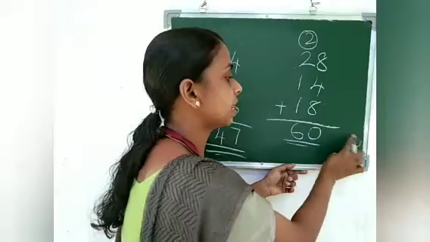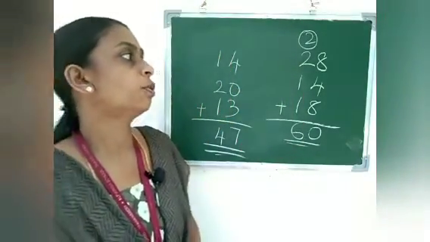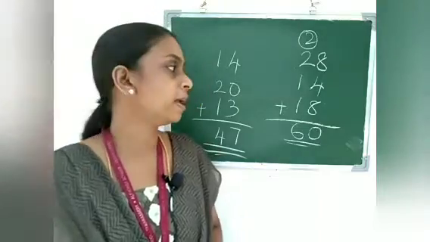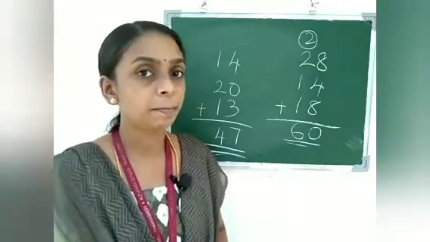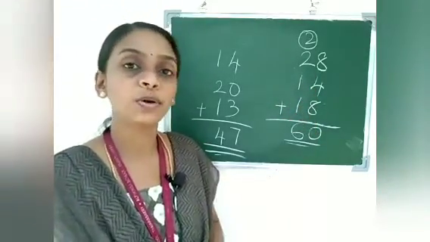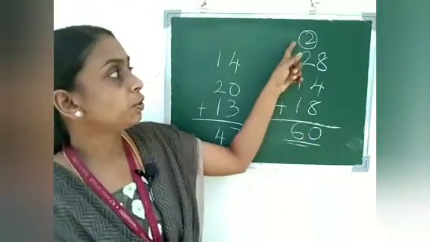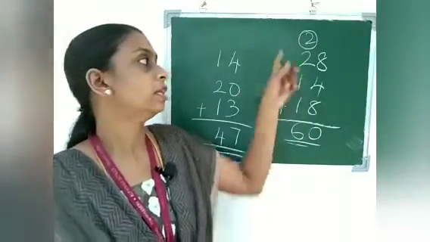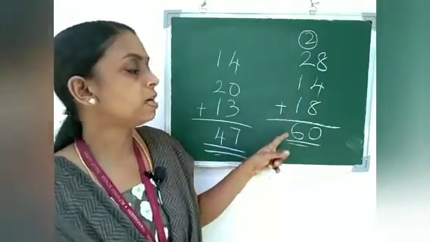So what is the answer? 60. 60 is the answer for 28 plus 14 plus 18. First we add the ones place numbers: 8 plus 4 is 12, 12 plus 8 is 20. For 20 we write 0 here and take 2 as the carryover. Then 2 plus 2 is 4, 4 plus 1 is 5, 5 plus 1 is 6.